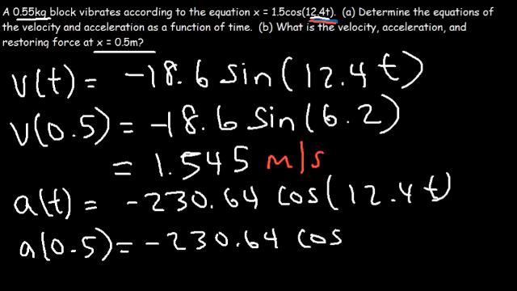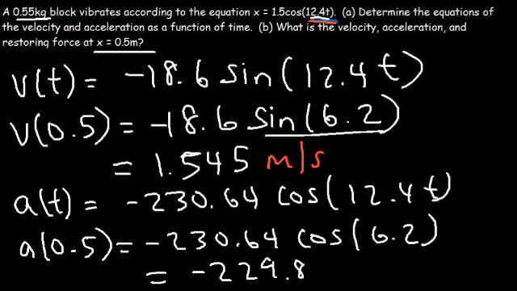So this is going to be cosine 6.2, just like sine 6.2. Cosine 6.2 is about 0.9965, multiplied by negative 230.64. The acceleration at this point is negative 229.84 meters per second squared.